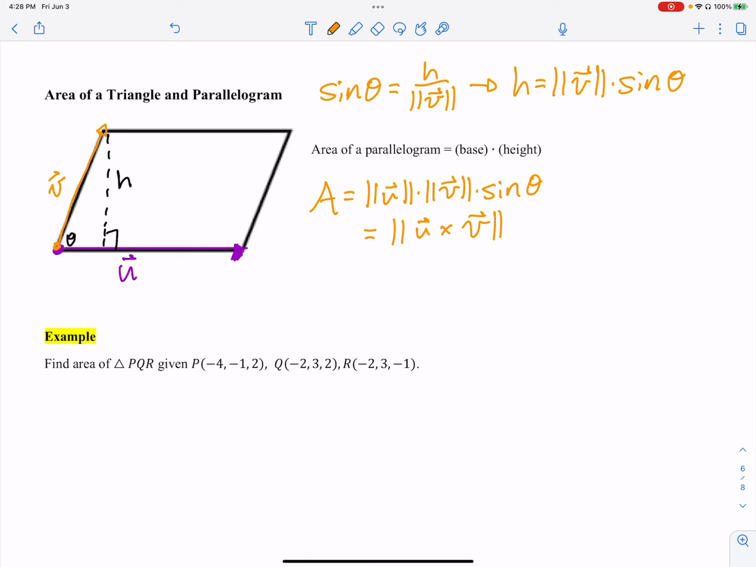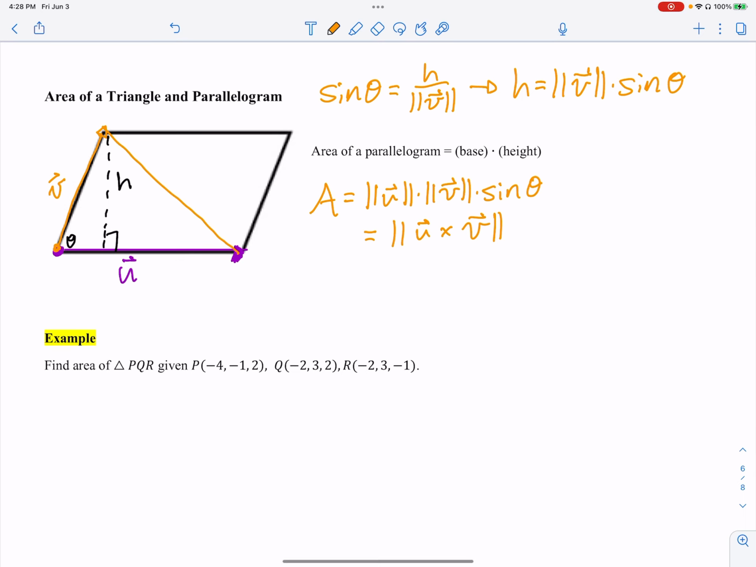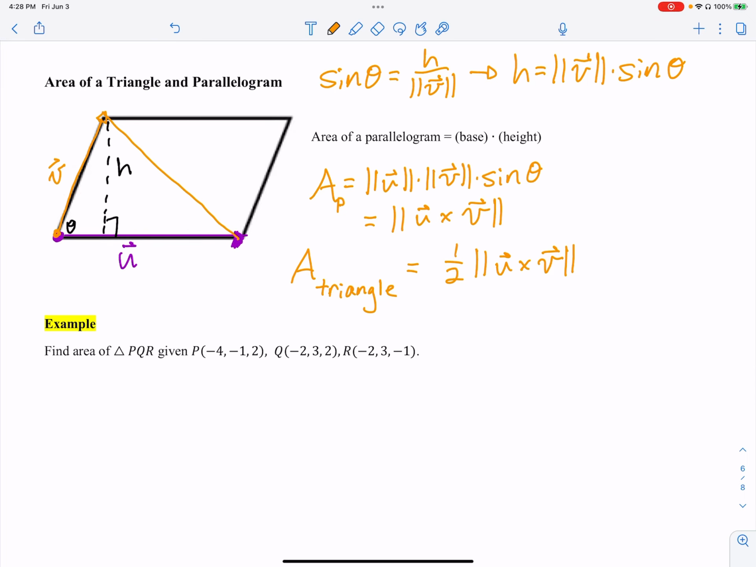A triangle, if we think about it, we just take our parallelogram and we cut it in half. So I'm going to put triangle here. We probably should have put parallelogram here. I'll just do A of P. The area of the triangle is 1/2 times the magnitude of the cross product of U and V. So if we wanted the triangle, we would do that. If we wanted the parallelogram, we would do it without the half. How these show up in application problems, let's take a look at this example.